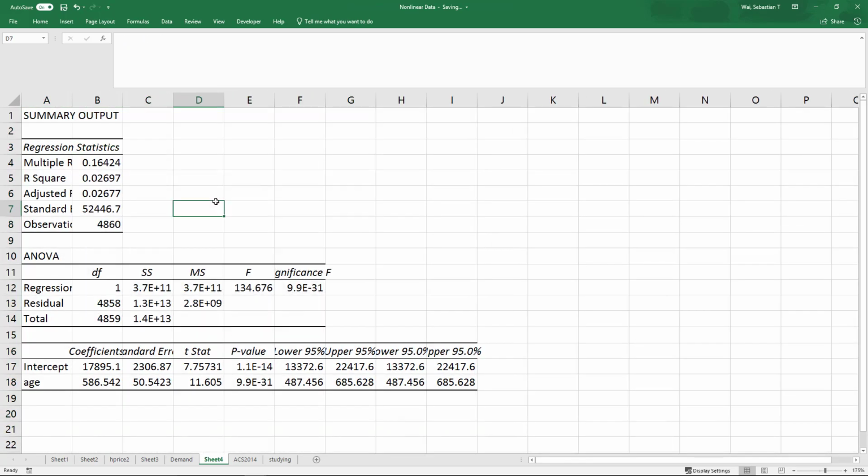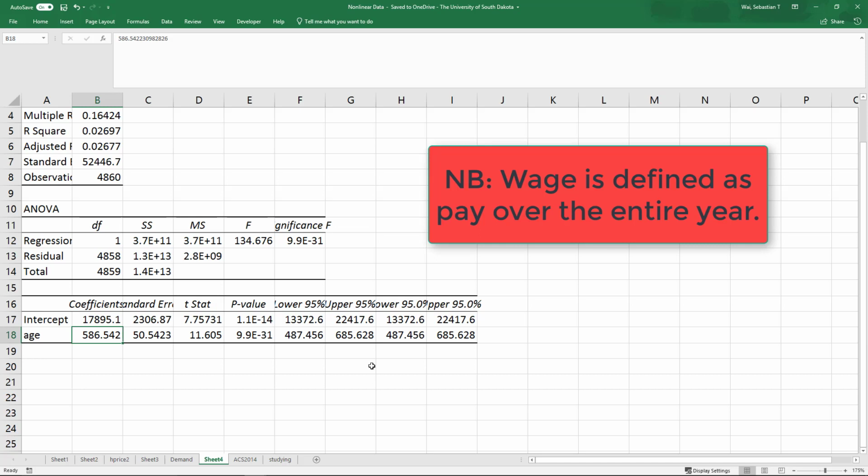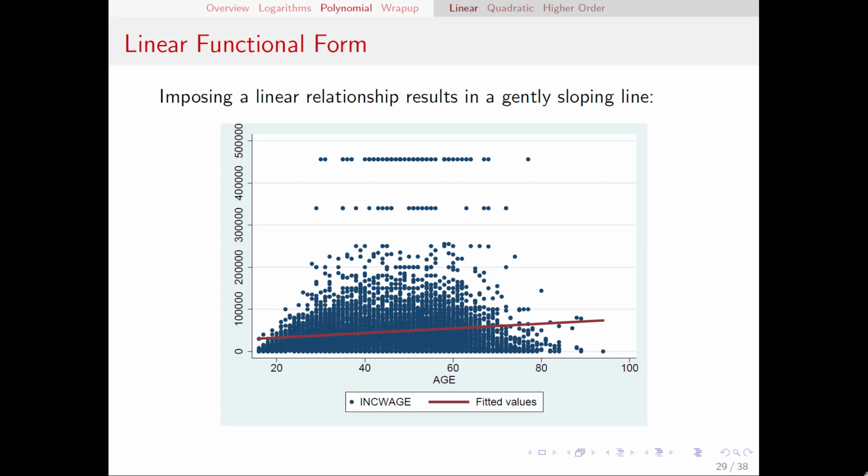Looking at these results, we have a slope of $586, meaning we estimate for every year of age, wage goes up by about $586. With a starting point of just short of $18,000. Looking at the regression line that results from this, we have a slope of $586, slowly going up throughout your whole life. But if we look at the data, what we see is there's some shape to this that's not necessarily linear. So how can we improve our regression to capture that shape?